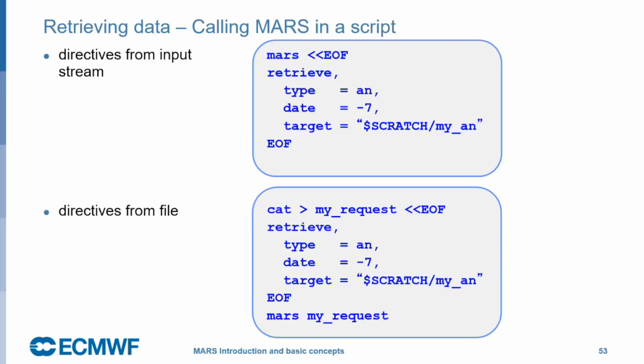And how we run it, so basically the Mars client can accept directives from the input stream, so you can type this. It's easier, I think, to store the Mars request in a file, like in the bottom case, the file name is my request, so you can write your request to a text file, and then you can use the Mars command to execute your request, like in the bottom line.